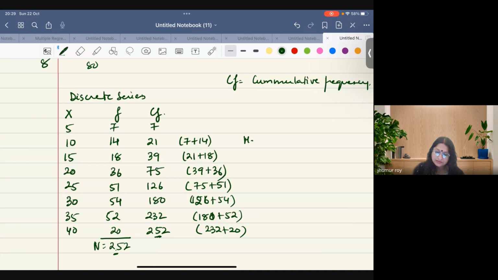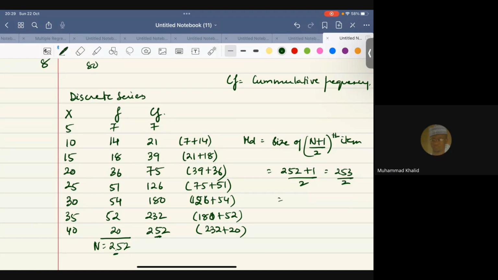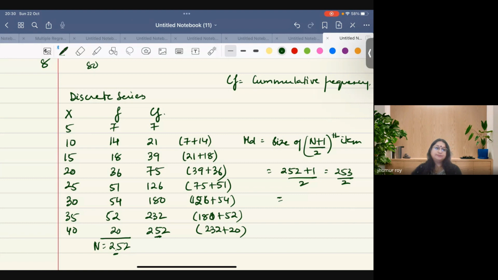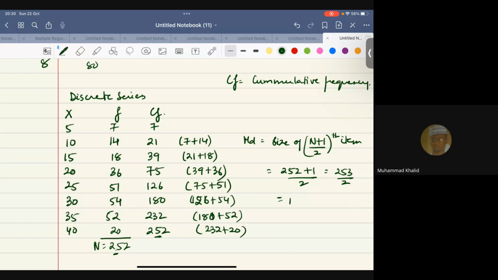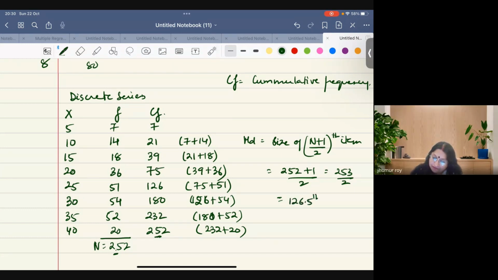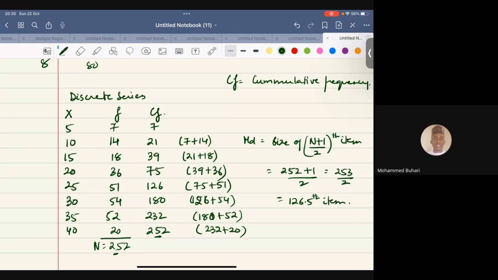Now, how do we calculate median? We will say median value is equal to size of n plus 1 by 2th item. So what is the value of n? 252 plus 1 divided by 2, that is equal to 253 divided by 2. So what is the value? 126.5. So it is the 126.5th item.